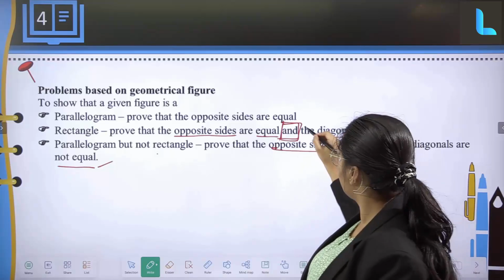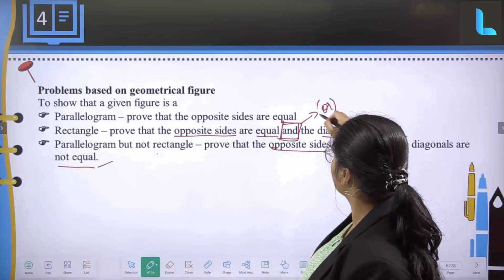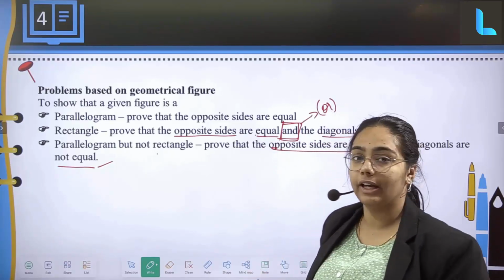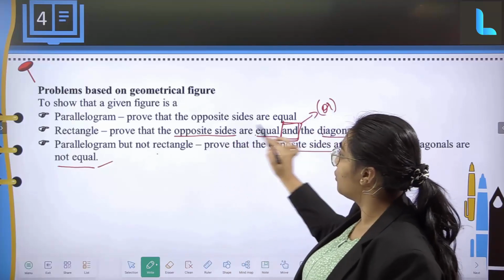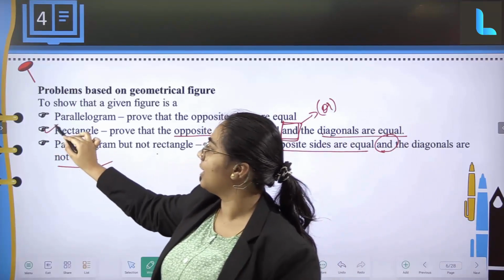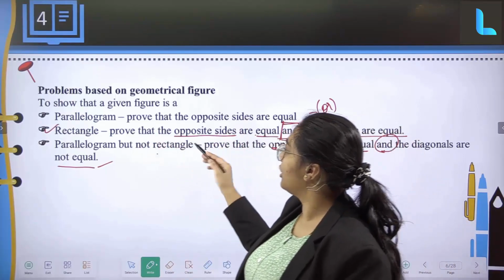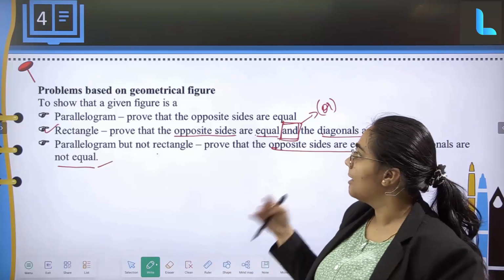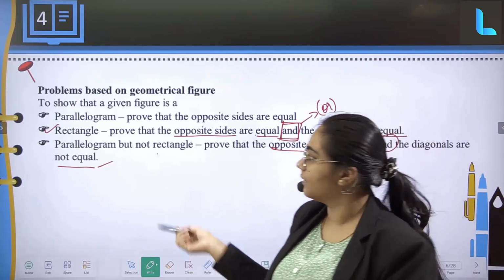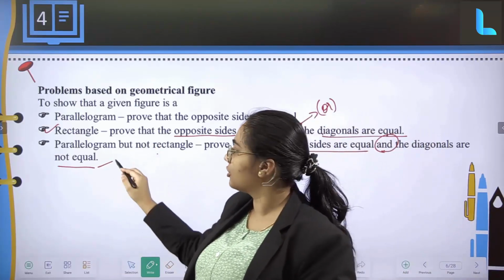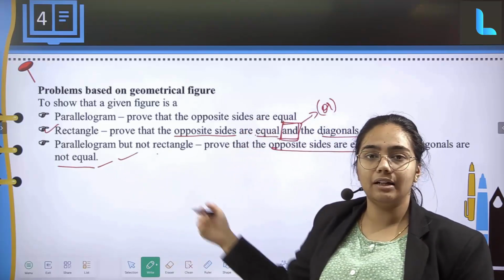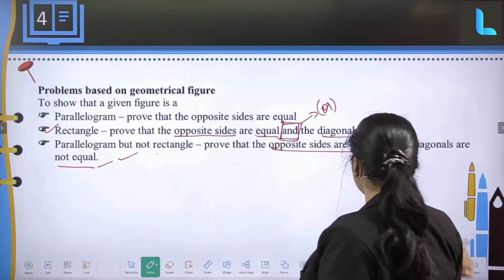If you note, it is an "and" condition, not an "or" condition. Both of them have to be satisfied. Only if both conditions are satisfied is it called a rectangle. If the opposite sides are equal but the diagonals are not equal, it is not a rectangle at all, because it falls under the parallelogram conditions. Clear?